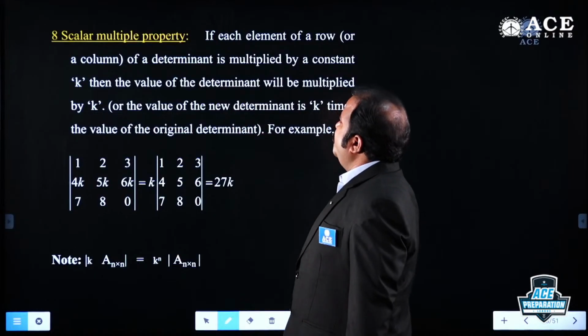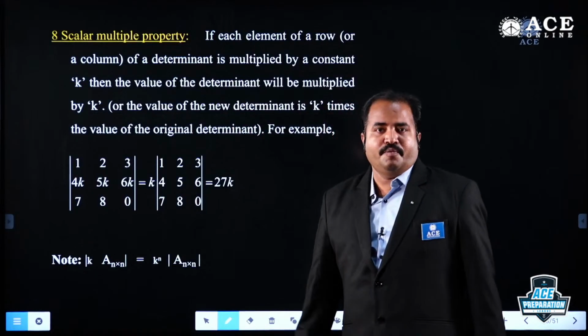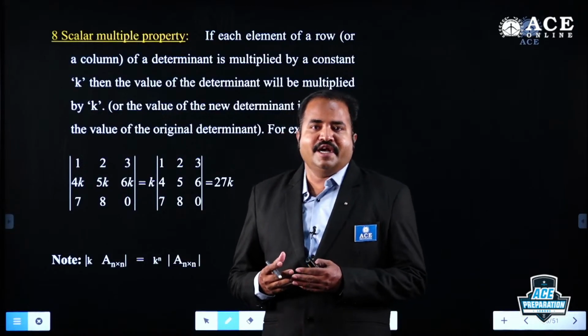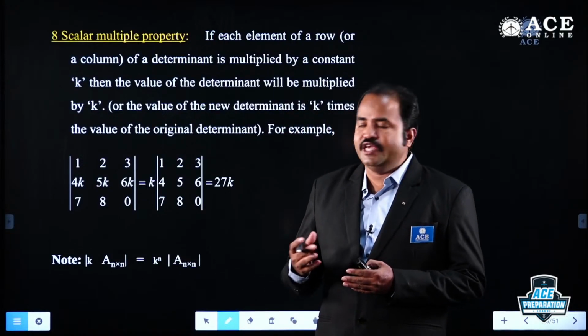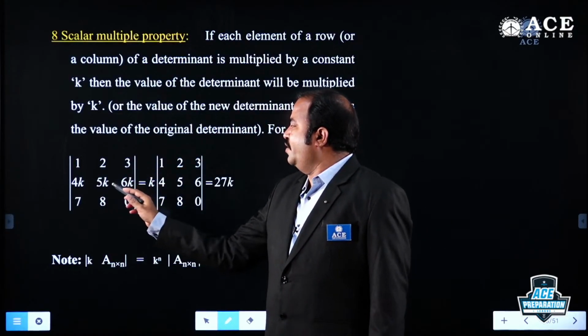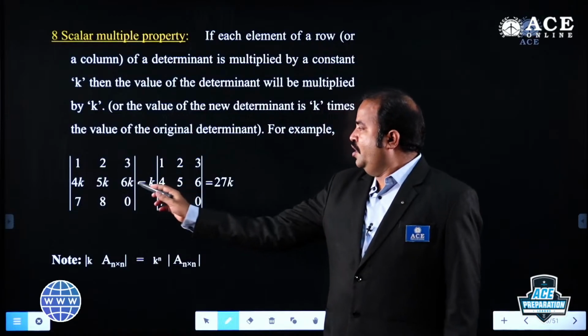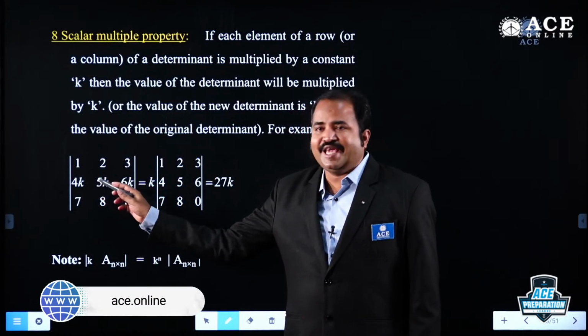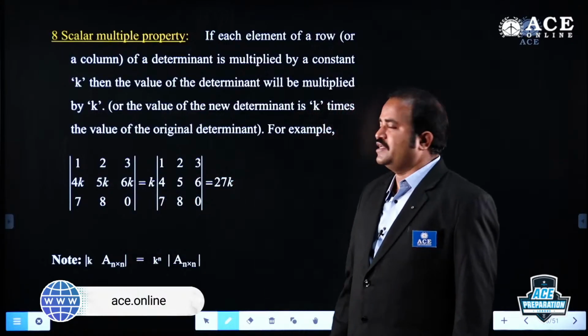Next, scalar multiple property. What is scalar multiple property? If every element of a row is a multiple of k, then the determinant is to be multiplied by k. That is, k is to be taken as common. Look here: 1, 2, 3, 4k, 5k, 6k, 7, 8, 0. Is every element of the second row a multiple of k or not? So we can take out k as common.